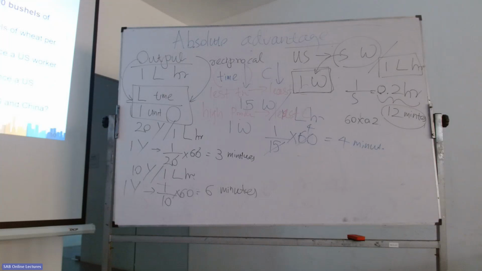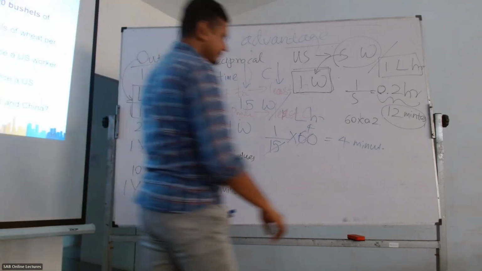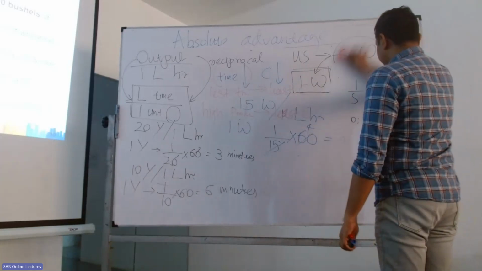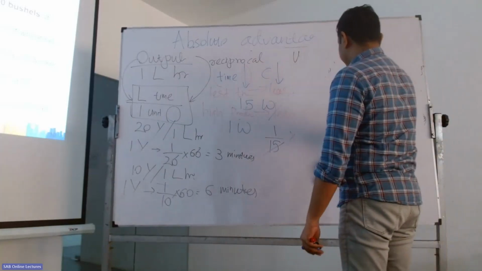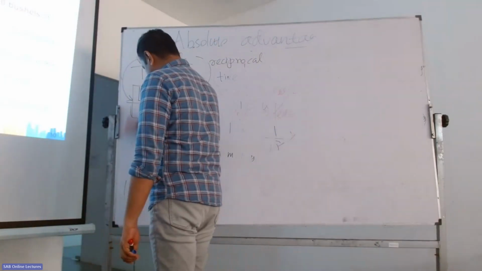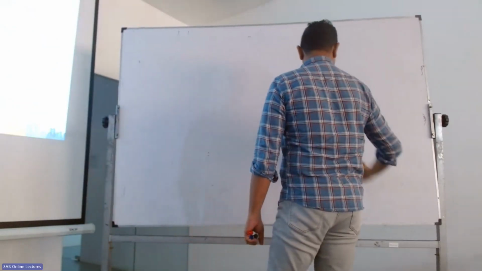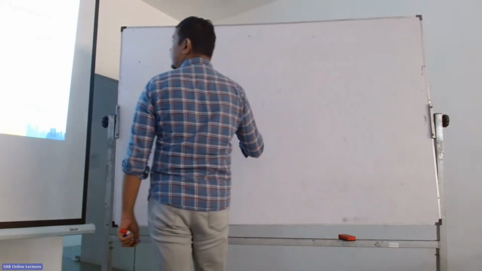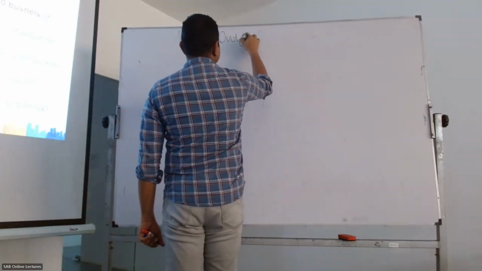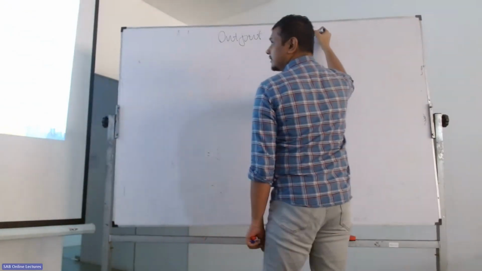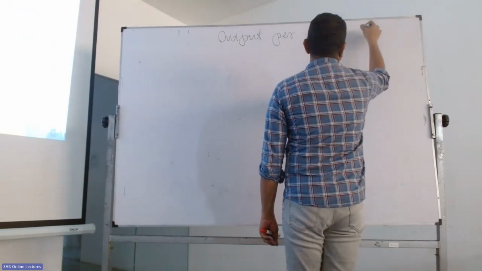Before that, consider this example. Suppose that a US worker can produce 50 shirts and 200 bushels of wheat per day. A Chinese worker can produce only 25 shirts and 50 bushels of wheat per day. Let's organize this information in a table, as we showed in the previous slides. It's about output per unit of labor, or unit of worker.